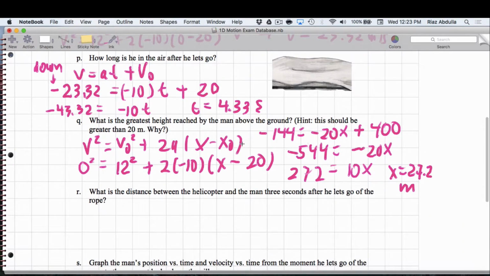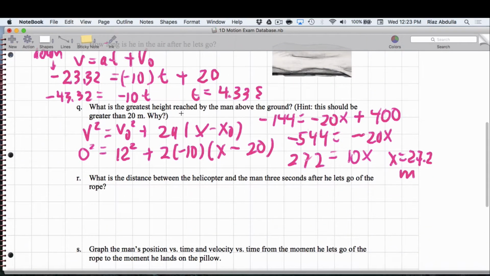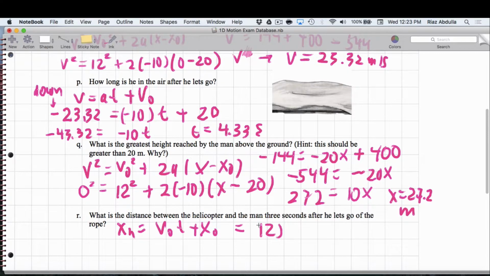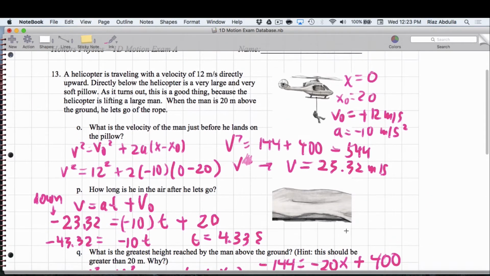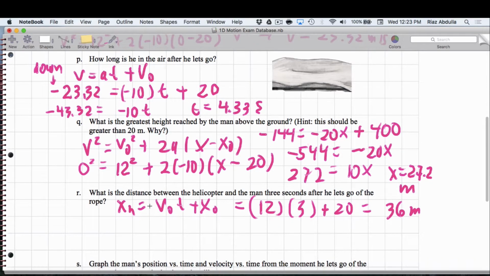And then what is the distance between the helicopter and the man 3 seconds after he lets go of the rope? What an obnoxious question. Here we go. So x of the helicopter is going to be v naught t plus x naught. And that's going to be 12 times 3 plus the initial height is 20. So we're going to end up getting 36 meters is the height of the helicopter at 3 seconds.